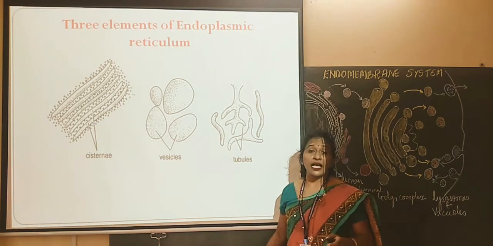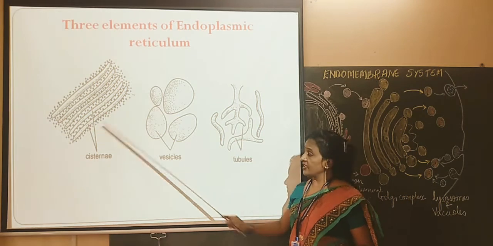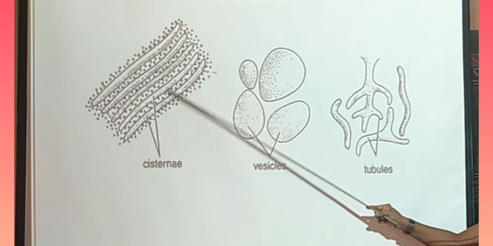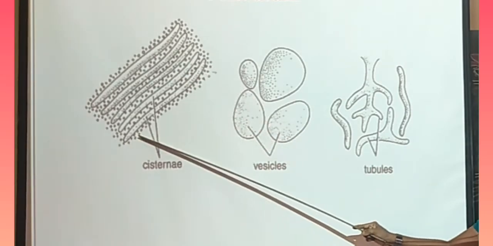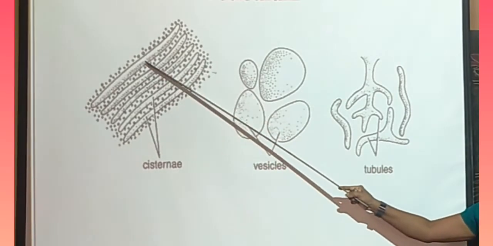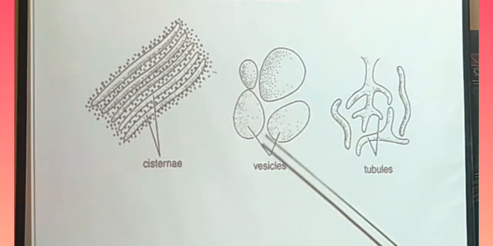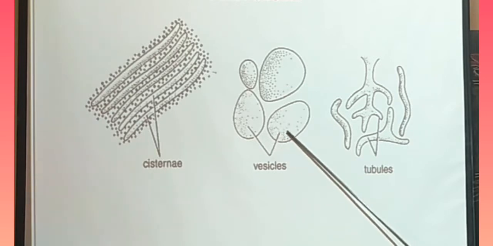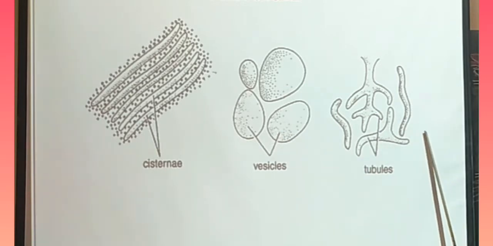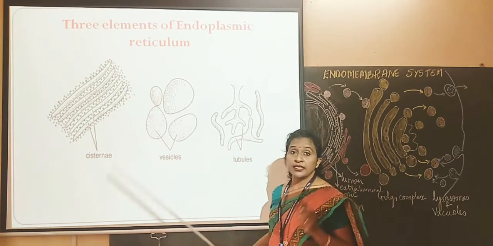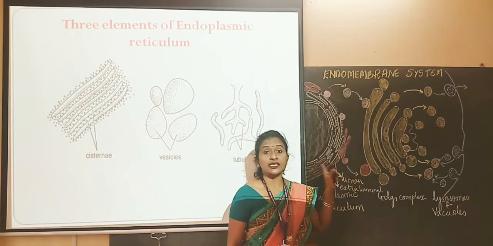So there are three elements of endoplasmic reticulum: cisternae, vesicles and tubules. Cisternae are long, flat, sac-like structures. They lie parallel to each other in the cytoplasm. Vesicles are round and oval-shaped membrane-bound sac-like structures, and tubules are tube-like, irregular or branched structures. All these three types of elements are present in endoplasmic reticulum.